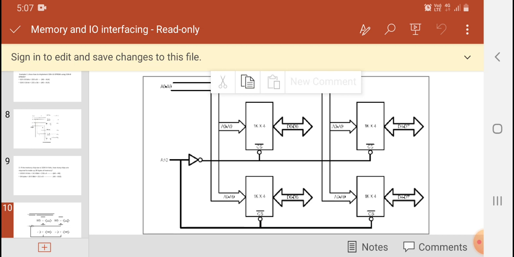But coming to the lower ICs, they have a different chip select, so they will be activated at a different time. So I'll get 2K cross 8 then. If both ICs are activated at a time, the data bus will be added, and if both ICs are activated at different times, the memory content will be doubled. So 1K plus 1K is 2K. Finally I get 2K cross 8.